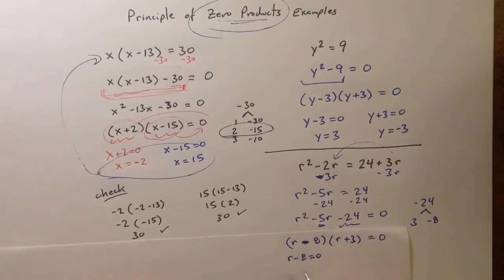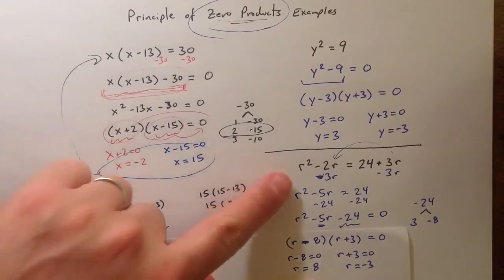And so we get r minus 8 equals 0. We're setting that first factor equal to 0, which gives us a solution of r equals 8. And r plus 3 equals 0. If I set the second factor equal to 0, I get a solution of r equals negative 3. So we can check those two solutions.